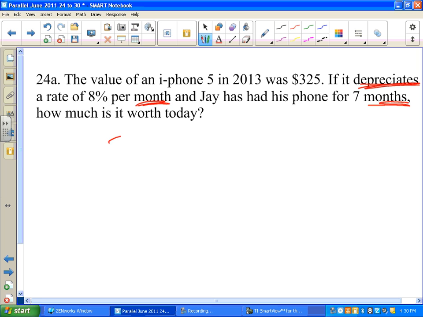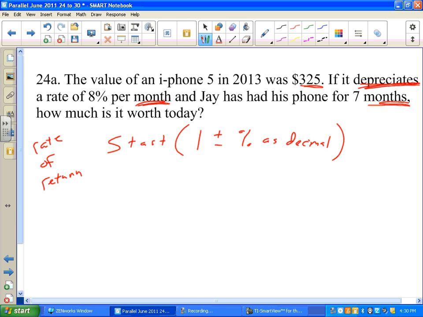Well, the formula for interest rate, this is money, so a rate of return, is the starting amount of money times 1 plus or minus. It's going to be minus this time because it's depreciating. The percent as a decimal, and the exponent is time. We should have that written down and memorized.